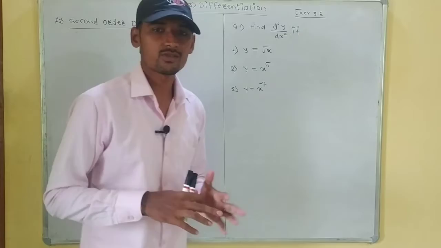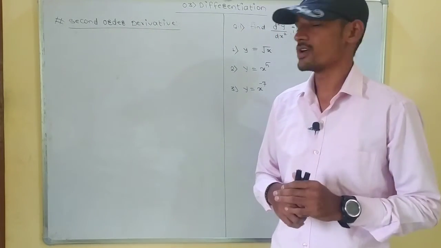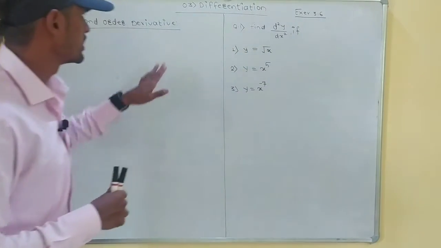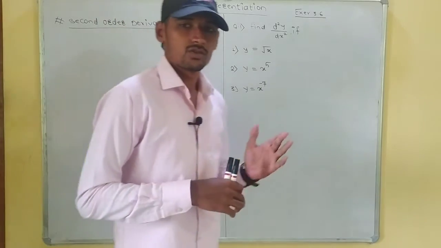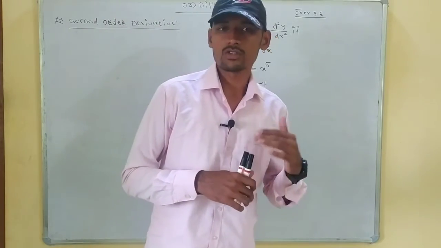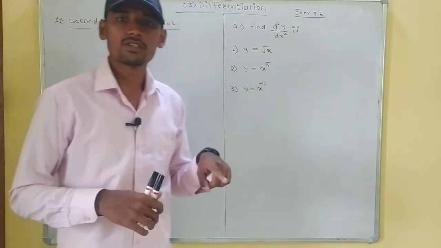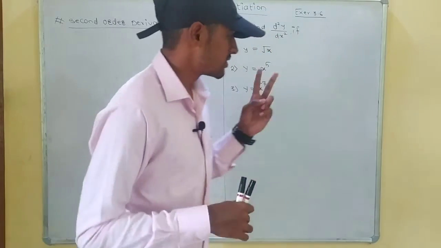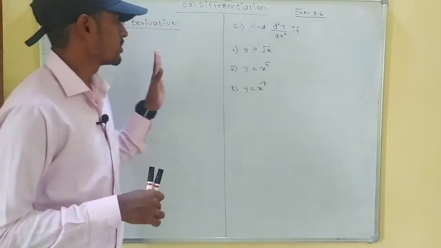So in the previous lecture we had discussed the derivative of a parametric function. Now we are going to study the second order derivative. So first of all, what is a second order derivative? Second order derivative means first differentiate the given function once, and then another time, means differentiate the given function twice. That is called a second order derivative.